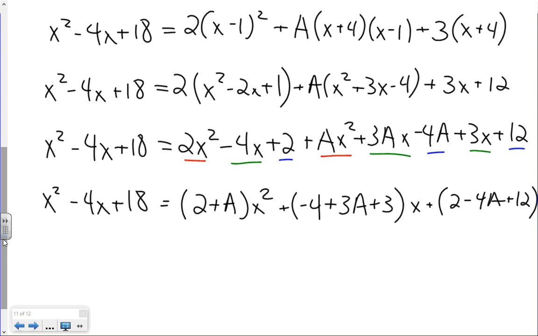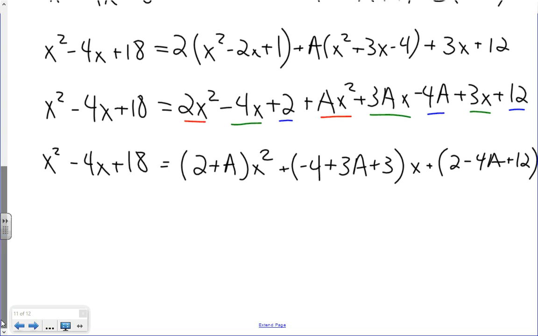Now, I've got a quadratic over on the left. I've got a quadratic that I'm saying it's equal to over on the right. The only way these two are equal to each other is if the coefficients are the same. Since there's only one unknown here to find, pick the easiest one to work with, which looks like the x squared. I've got a coefficient here of 1 for x squared. That's got to be equal to this coefficient of 2 plus a. So I can set those two equal to each other. That 1 must be equal to 2 plus a.